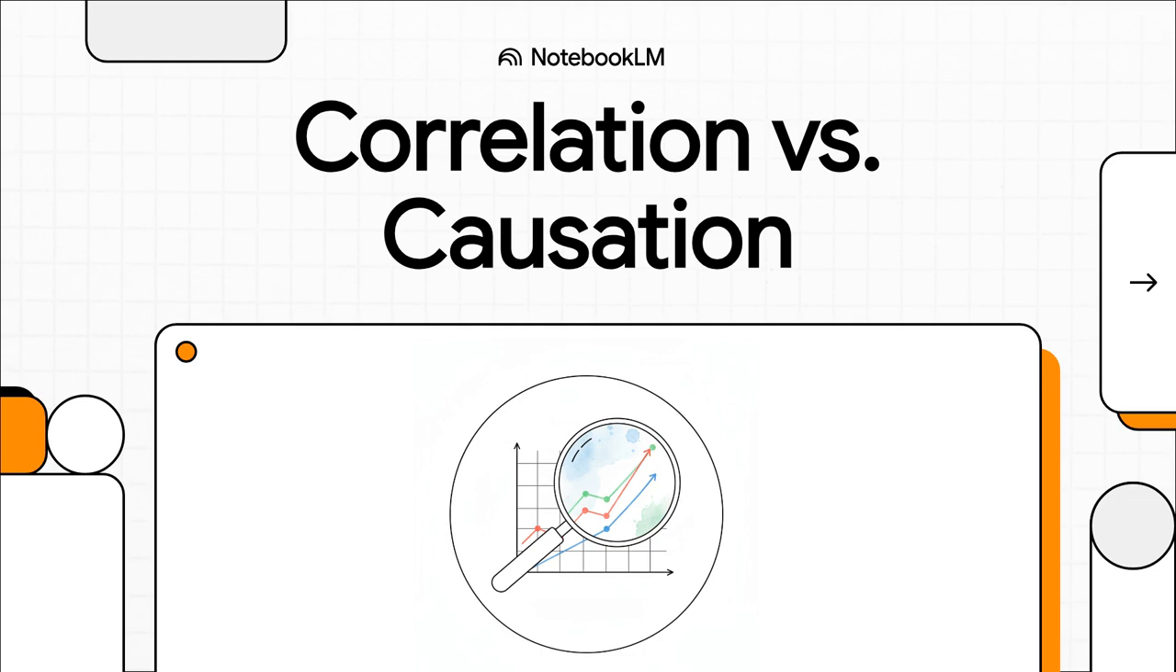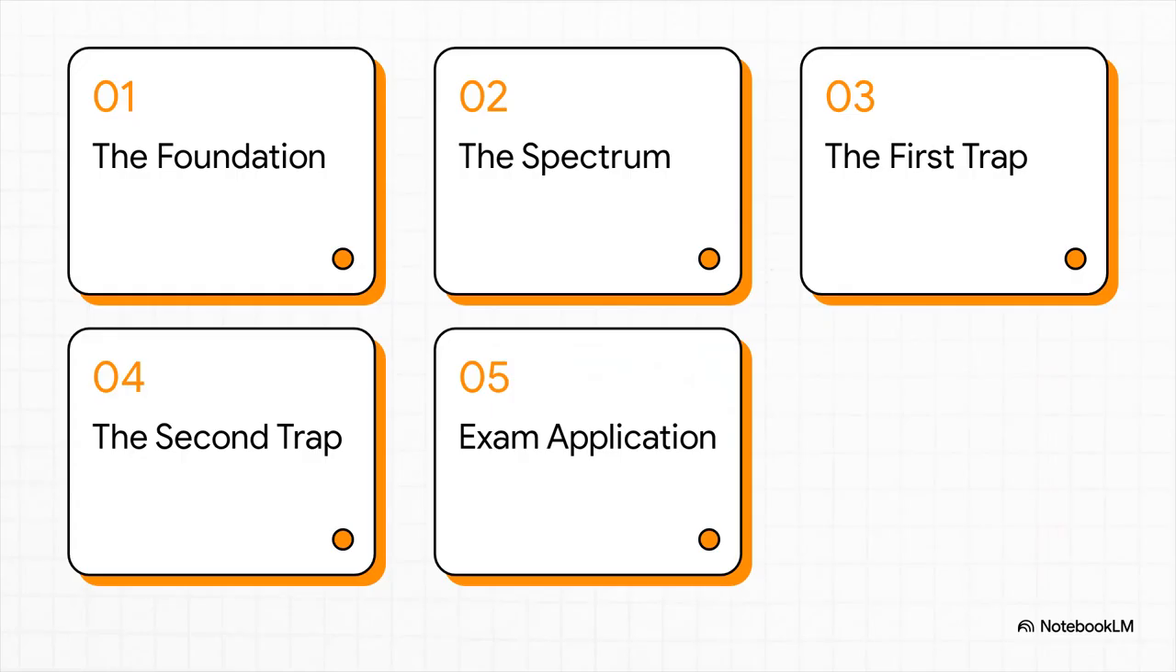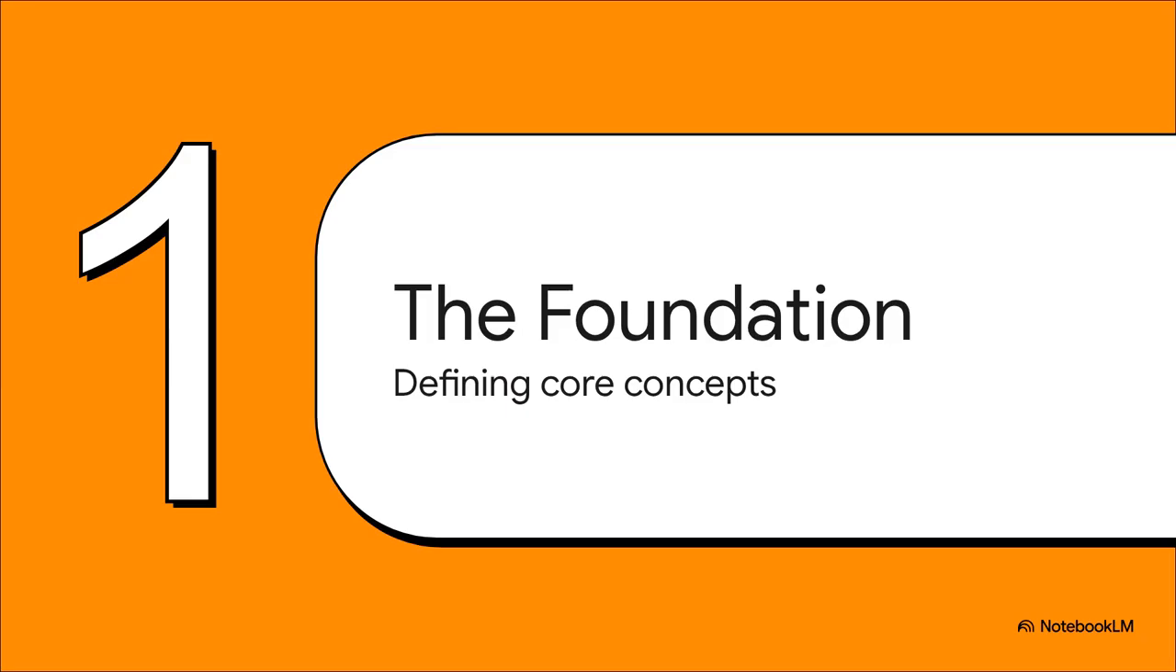Now, this is one of those areas where the math looks super straightforward, but the underlying business reality and, honestly, the tricks examiners love to use to test you on it can be surprisingly complex. So let's get into it. Here is our agenda for this explainer. First, the foundation. Second, the spectrum. Third, the first trap. Fourth, the second trap. And finally, exam application. Starting with Section 1, the foundation, let's define our core concepts.